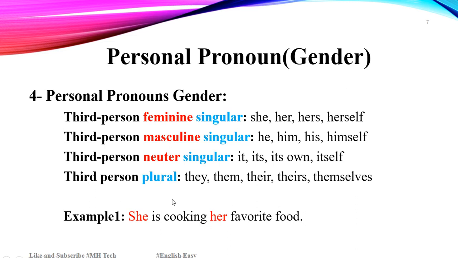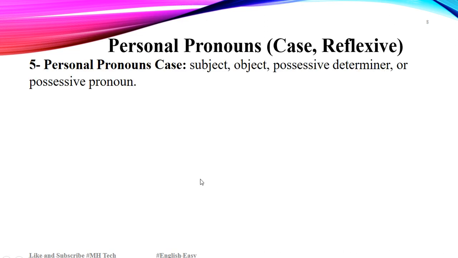So we have a sentence here: She is cooking her favorite food. Here we have she and her. These are the 2 pronouns used in this sentence. She is a subjective pronoun, and we used her here. Her is feminine singular. So go to the next part.